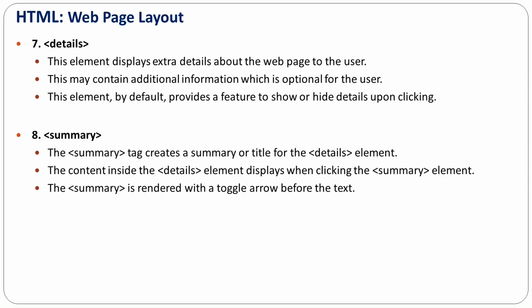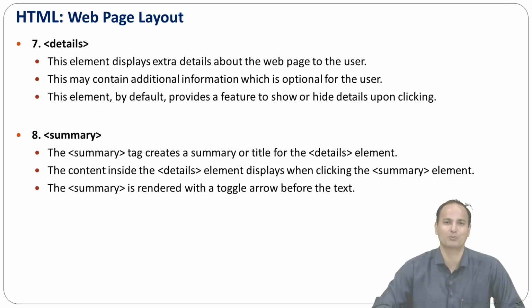The summary tag creates a summary or title for the details element previously discussed. So that means summary and details elements are related to each other. The content inside the details element displays when clicking the summary element. The summary is rendered with a toggle arrow before it. Okay, let's understand the details and summary elements with a practical so that you can understand it better.